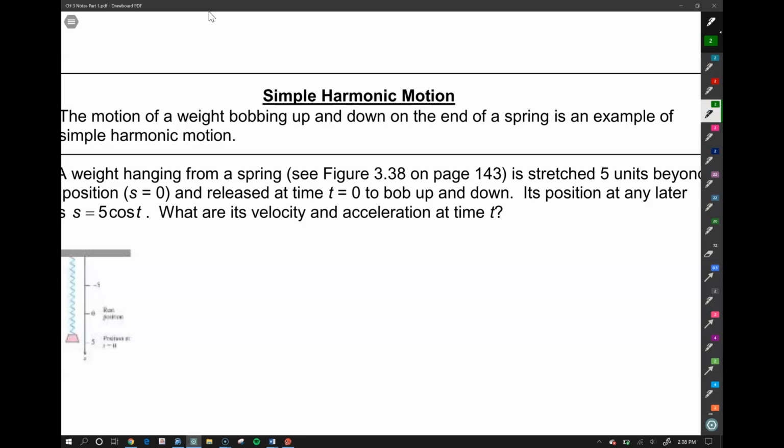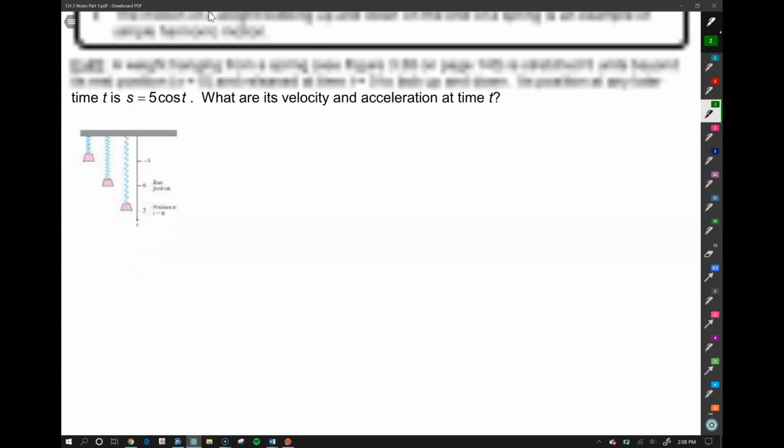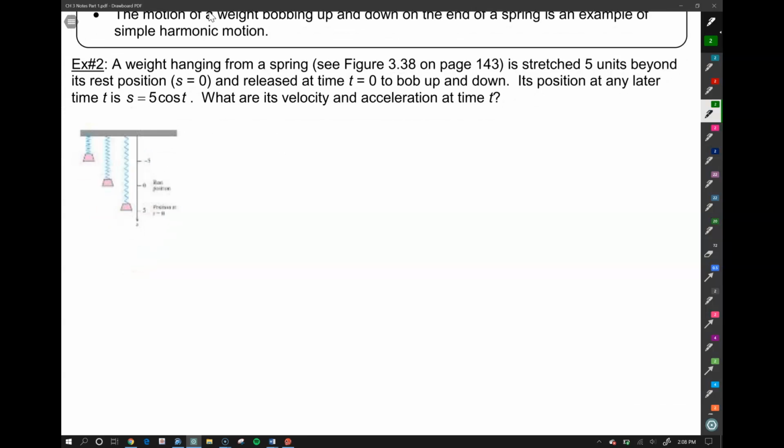Simple harmonic motion. The motion of a weight bobbing up and down at the end of a spring is an example of simple harmonic motion. It has a period. It goes back and forth. We can model it by sine. Your calculator should be in radians. A weight hanging from a spring is stretched 5 units beyond the rest position, s equals 0, and released at time equals 0 to bob up and down.